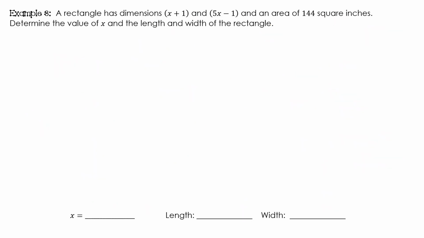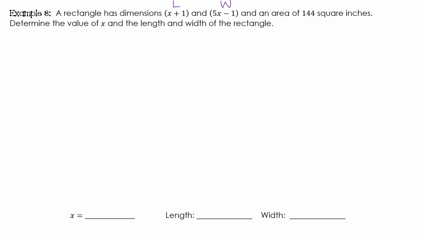Example 3, a rectangle has dimensions of x plus 1 and 5x minus 1 and an area of 144 square inches. Determine the value of x and the length and width of the rectangle. So I'm going to go ahead and define the length to be x plus 1 and the width to be 5x minus 1. Technically, it doesn't matter on this problem because it doesn't specify which one is which. But it does give me the area.